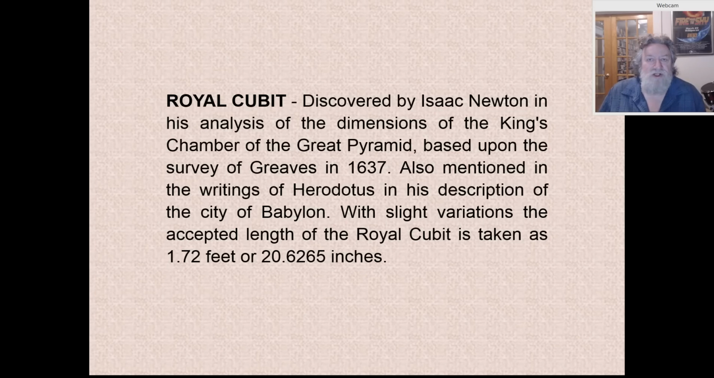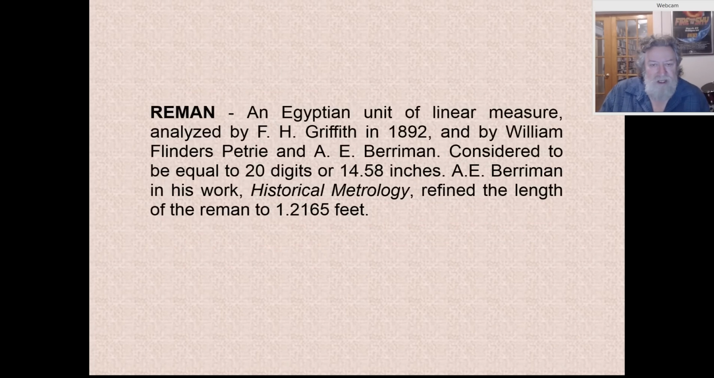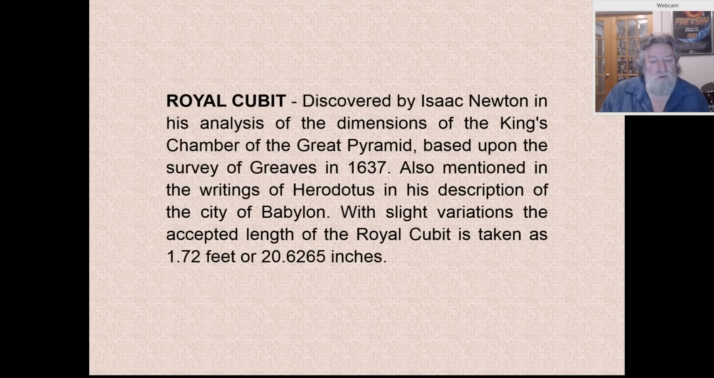It was also mentioned in the writings of Herodotus in his description of the city of Babylon, and with slight variations, the accepted length of the royal cubit is taken as 1.72 feet or 20.6265 inches. Now let's stop for a moment here, and look at the relationship between these two. If you get out your calculator and work with me on this, you see that the remen was 14.58 inches, or 1.2165 feet. The royal cubit was 1.72.